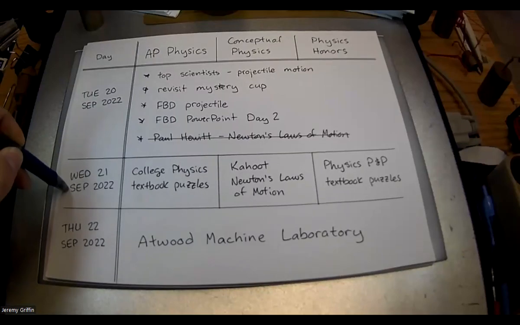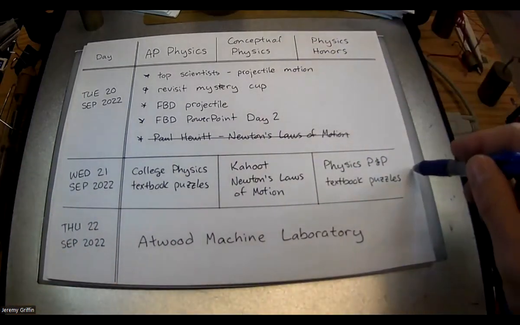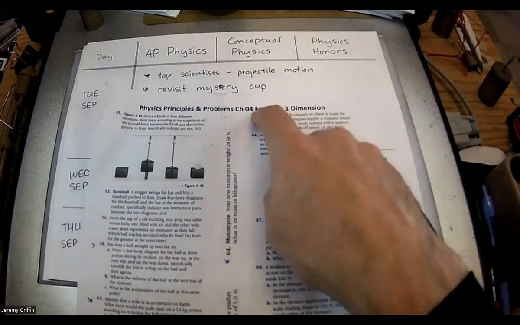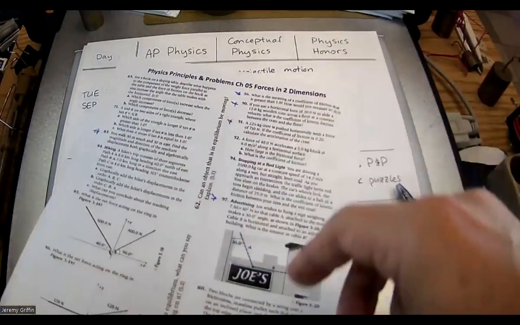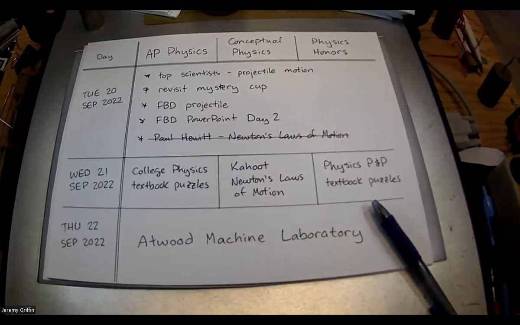Today is Wednesday, September 21st. And you guys, as the planners, we're going to be doing as many textbook problems as we can. Now this is actually from two chapters in your textbook: Chapter 4, forces in one dimension, and Chapter 5, forces in two dimensions. So we're trying a few problems from each of those, all on one page right there.